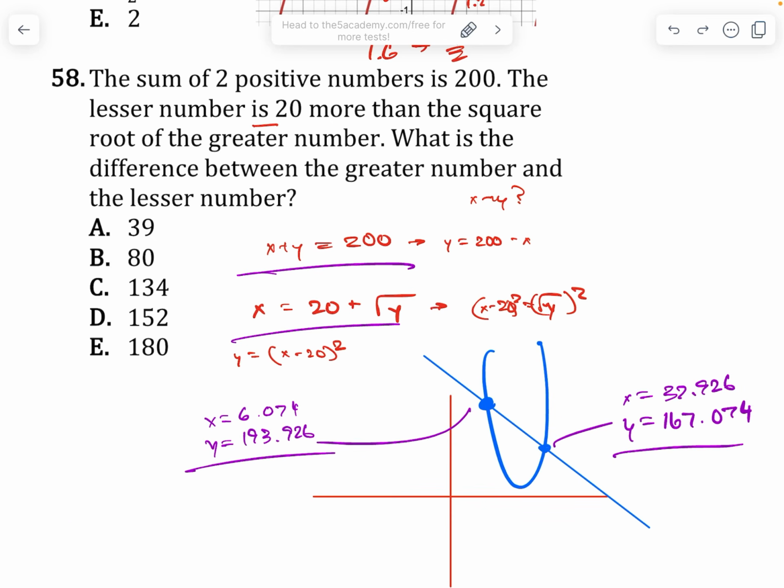So let's just check. 6 is equal to 20 plus the square root of this guy. Let me check right now really quick. So 193 square root. I guess it does, if you look at the negative square root, 20 minus that, yeah, you end up getting 6. And this one also.